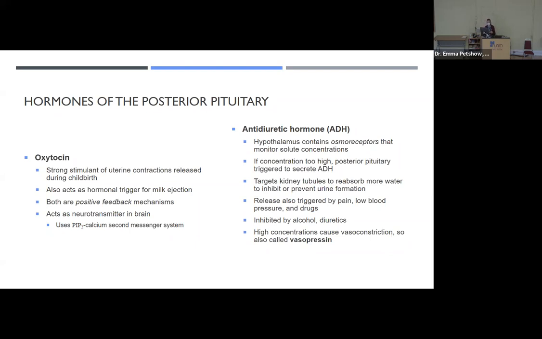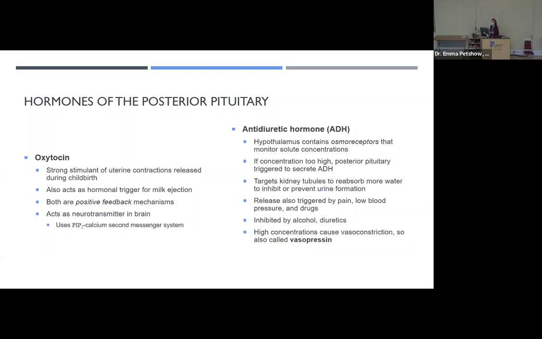Antidiuretic hormone. This is triggered specifically by osmoreceptors. They're monitoring for osmolality. If the concentration is too high, the posterior pituitary is triggered to release that ADH, which acts on the kidney and that collecting duct, increasing aquaporins, those channels, and helping us maintain an ideal concentration of salt and water in our body. It'll trigger essentially more water reabsorption.